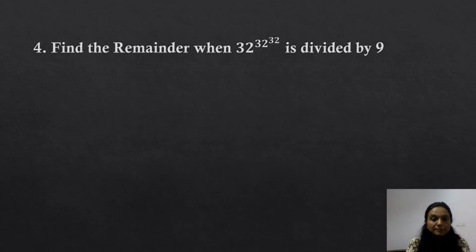Next question, find the remainder when 32 power 32 power 32 is divided by 9. Now this question is very similar to the previous question. The only thing is when you look at the numerator, it is 32 power 32 power 32. The power is big. That's the only difference.